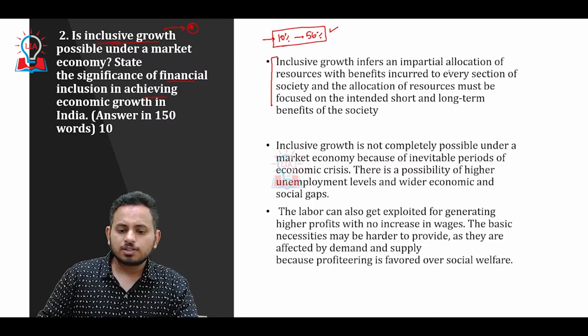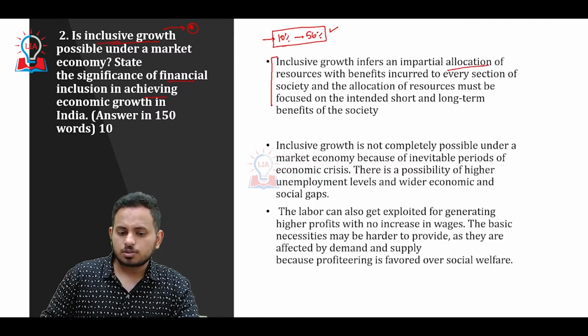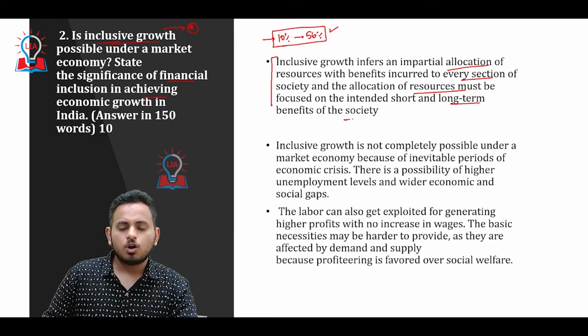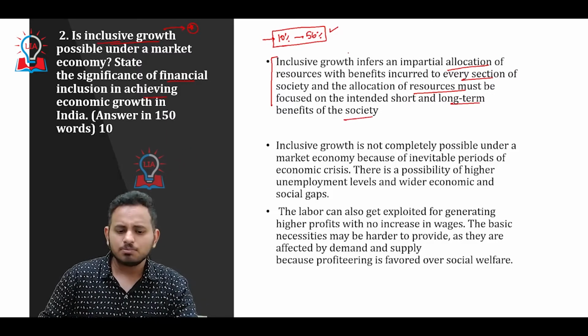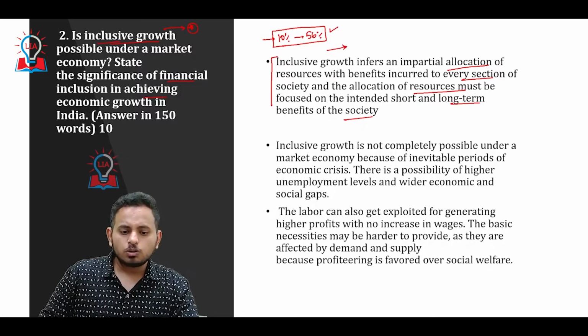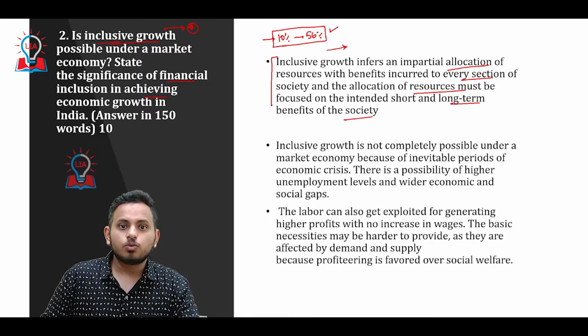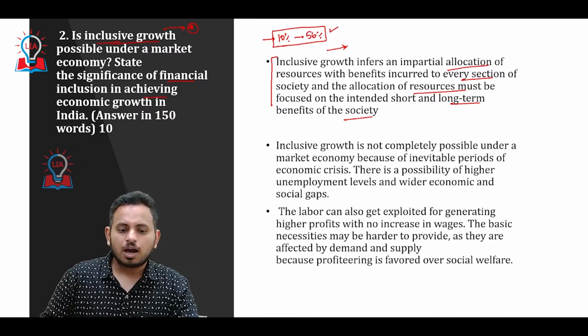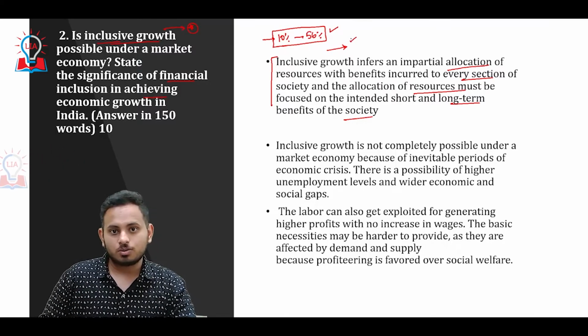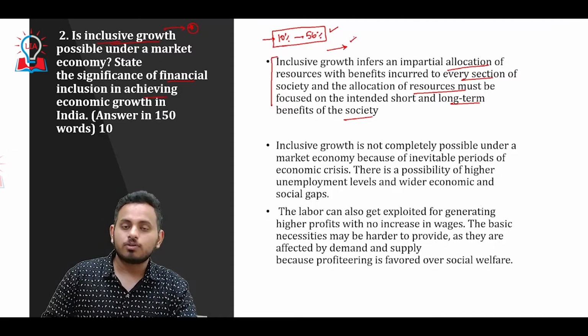Inclusive growth involves the impartial allocation of the resources with the benefits incurred to every section of the society, and allocation of the resources must be focused on the intended short and the long-term benefits of the society. In simple words, you can write inclusive growth as the growth model where the fruits of growth and development are distributed among all the stakeholders. So that will be inclusive growth. Okay, I hope you're following.